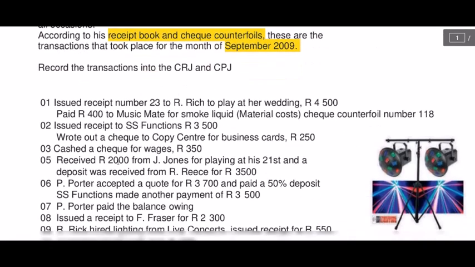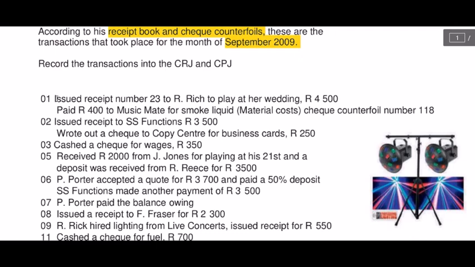Okay, let's go through the transactions. The first one was on the 1st of September. It said issued a receipt. I want you to highlight the word receipt. That immediately tells you it's a cash receipts journal transaction. The receipt number is 23 to R. Rich to play at her wedding, 4,500 Rand. And this will be current income for the business because we rendered a service.